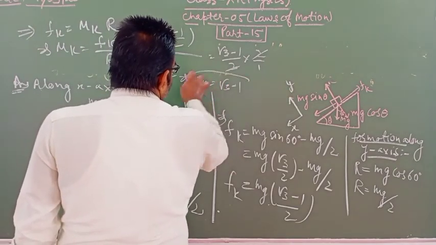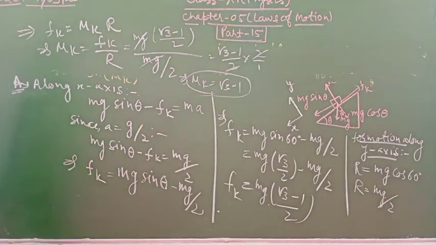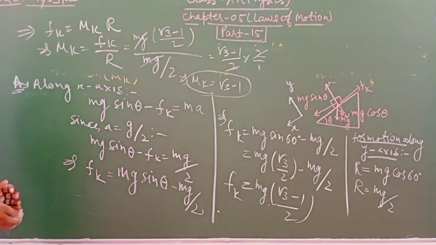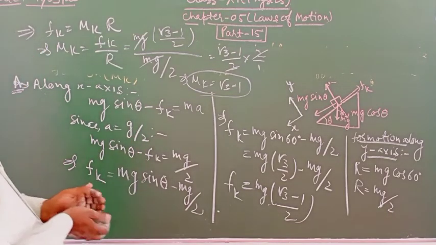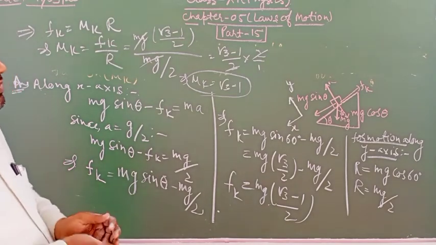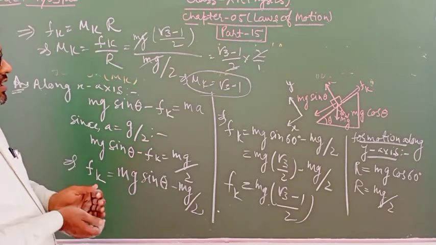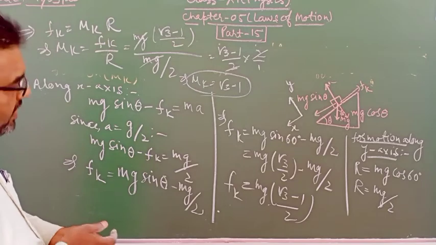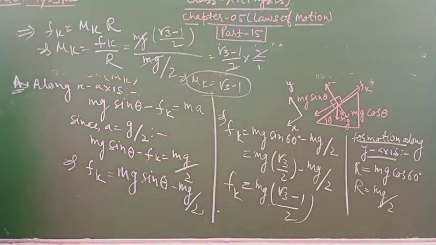So this is the value of the coefficient of kinetic friction, that is mu k is equal to root 3 minus 1. This is a good question, students, which is a combination of the angle of repose as well as the kinetic friction. Now one more question we are going to discuss.